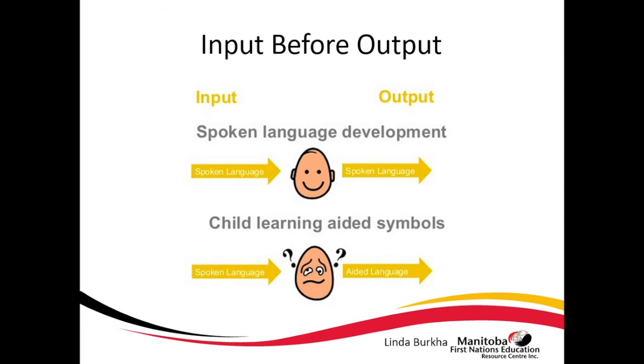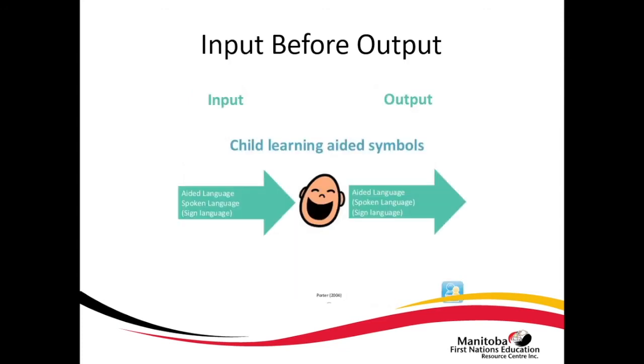So this is a nice visual that shows that if we have a child who uses spoken language and we provide them with spoken language, then we will get that as an output. However, if we have children learning aided symbols and we only use spoken language, they are not only going to be confused, but they are going to be unable to use that aided language. So if we provide our children that input of aided language, then we will get their output of aided language. So it's important to remember that your input has to be what you want their output to be.